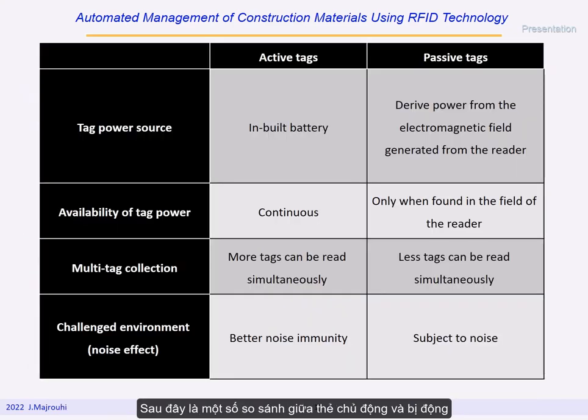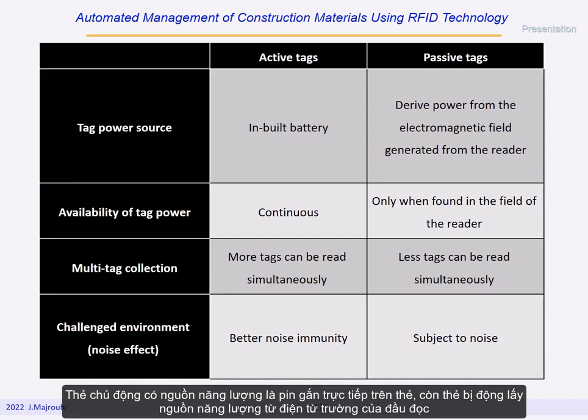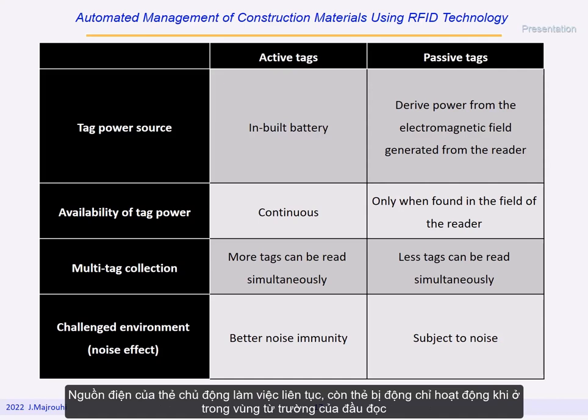Battery outages in an active tag can result in expensive misreads. Here we have a comparison between active tags and passive tags specification. Active tags' power source is an inbuilt battery, but passive tags derive power from the electromagnetic field generated by the reader. Active tags' power is continuous, but passive tags are powered only when found in the field of the reader. When using active tags, more tags can be read simultaneously, but when passive tags are being used, fewer tags can be read simultaneously.